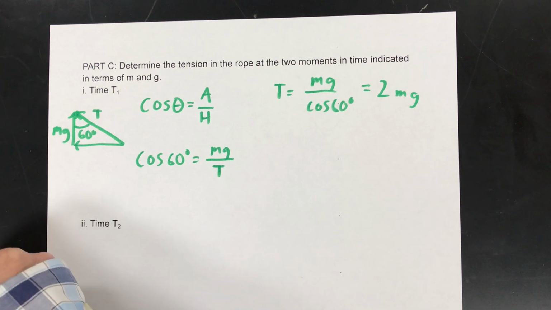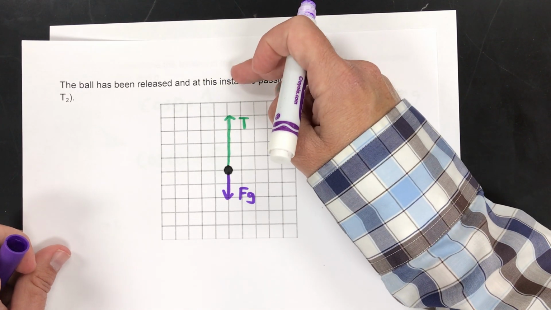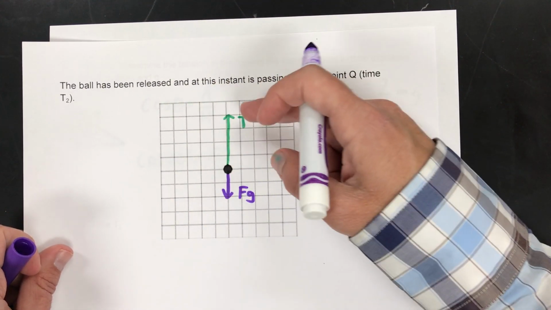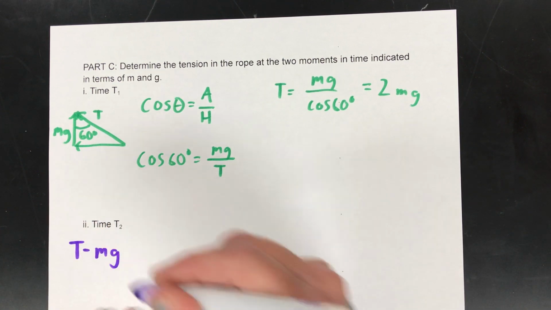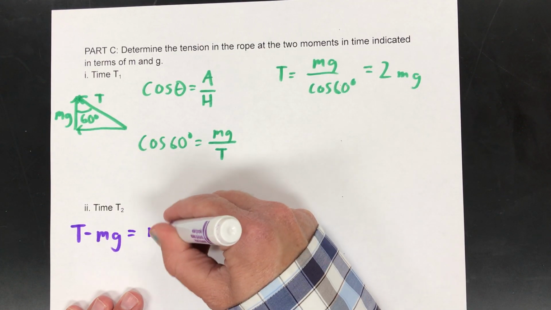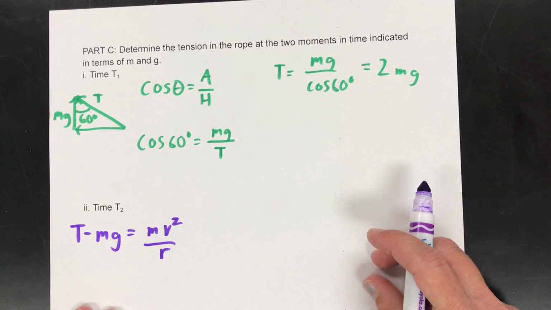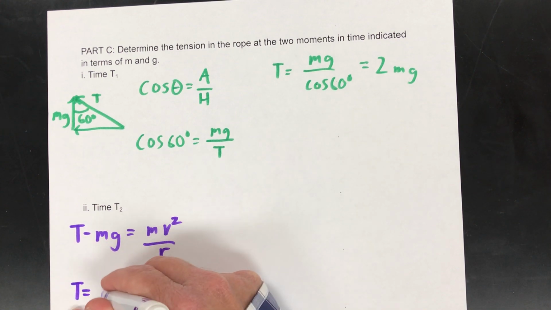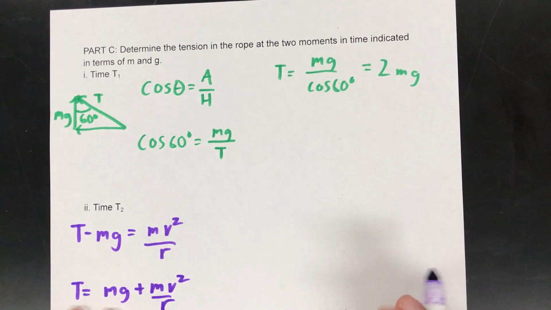Now let's find it here at time t2. This is going to be a centripetal problem. If we go back to our free body diagram that we made here, remember the center's up here. These two forces together are causing us to go in a circle, so we can write that the tension minus mg, the weight, the sum of those makes us go in a circle. So those must be equal to mv squared over r, the mass times the centripetal acceleration. Let me add the mg to the other side. So the tension will be mass times gravity plus mass times velocity squared over the radius.